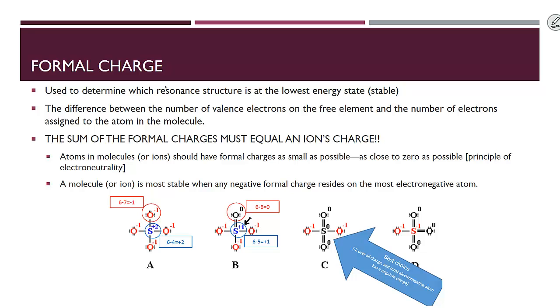And look what happens to sulfur. Sulfur in column 16 with 6 valence electrons now owns 1, 2, 3, 4, 5 electrons. So its formal charge is a +1. For sulfate, the best option with the least number of formal charges is option C. Here we have 3 atoms with no formal charge, and our most electronegative element, oxygen, has a formal charge on it. So that's why that is the best option for this.